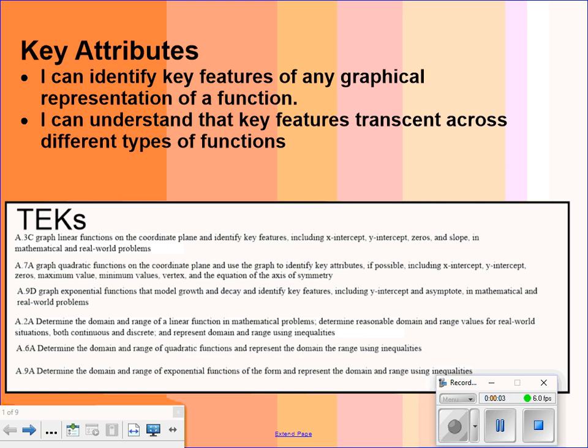In this lesson, we're going to be talking about the key attributes of graphs. By the end, you should be able to identify the key features of any graphical representation of a function, such as linear, exponential, and quadratic. And then you should be able to understand the key features transcend across different types of functions.